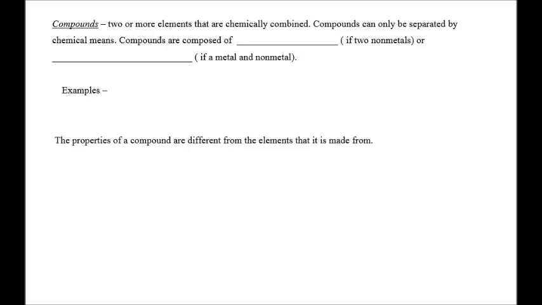Compounds are two or more elements chemically combined. Compounds can only be separated by chemical means. Compounds are composed of molecules, if two nonmetals combine, or formula units if a metal and a nonmetal combine, and I'll discuss that in class.